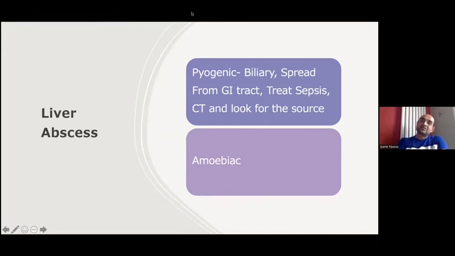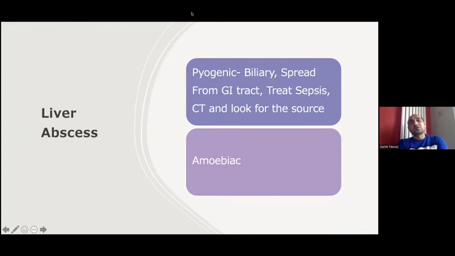So any patient who presents with sepsis, we have to treat the sepsis by resuscitation, give them antibiotics, measure their lactate, measure their urine output, and give broad spectrum antibiotics. And if you have a suspicion that this patient might have a liver abscess, you have to do a CT scan. So CT scan is very important.